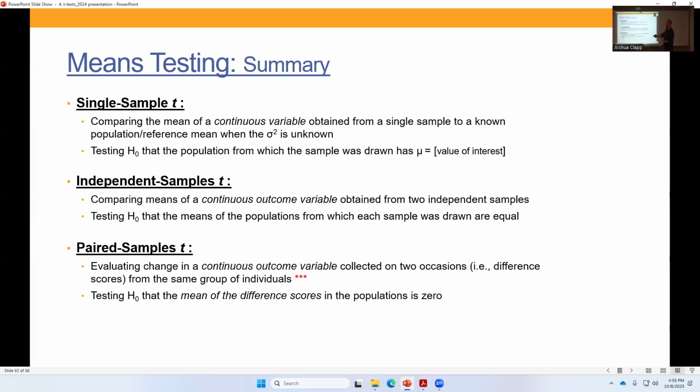In our paired sample, again, we're looking at change on a continuous outcome collected across two different occasions, within the same group of people, asterisk, because it's the same group of people unless you've got a matched design. If it's a matched design, then you're still going to use your paired sample approach. You're just looking at the difference between your target person and that matched person and using that as your difference scores, as opposed to the same person measured across multiple occasions. And then again, you're testing the mean of the difference scores of the population.